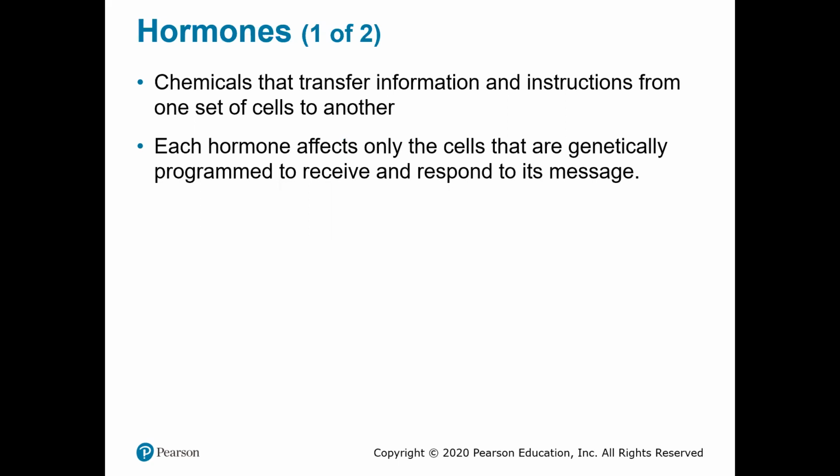On textbook page 538, we're going to look into our hormones. We're going to define them a little bit, talk about them just a tad so you understand where we're going with this. So hormones are the chemicals that transfer information and instructions from one set of cells to another. Each hormone affects only the cells that are genetically programmed to receive and respond to its message. It's how we prevent cross communication, thus causing chaos within our systems.